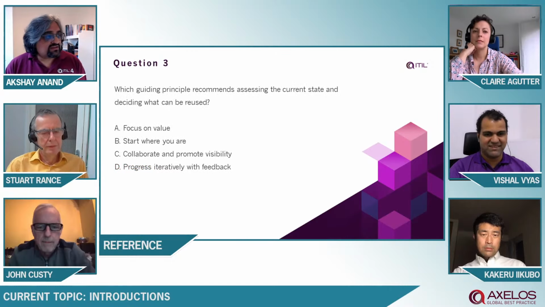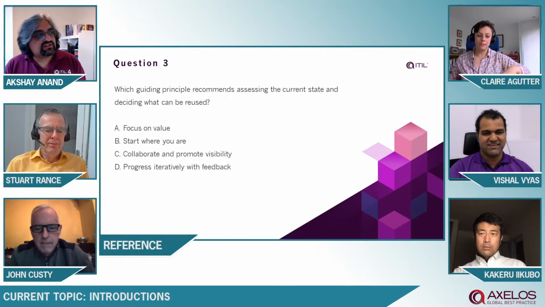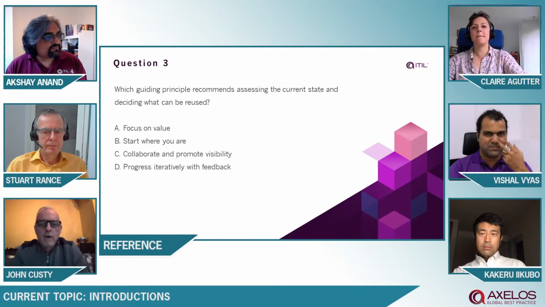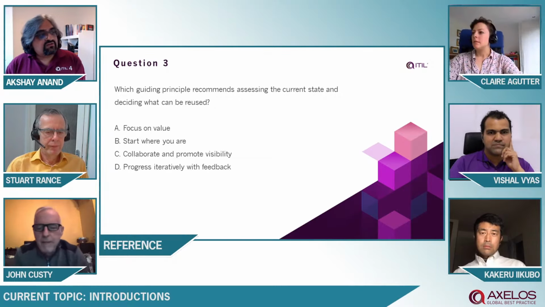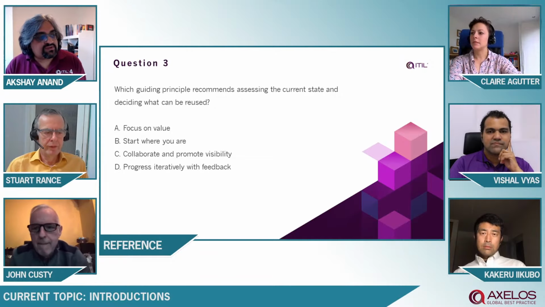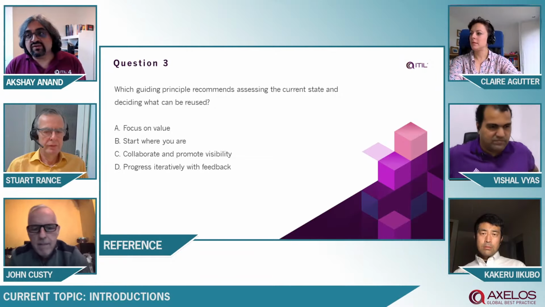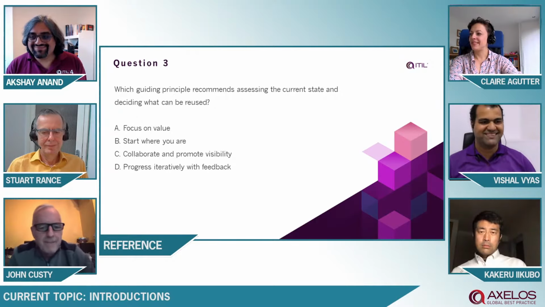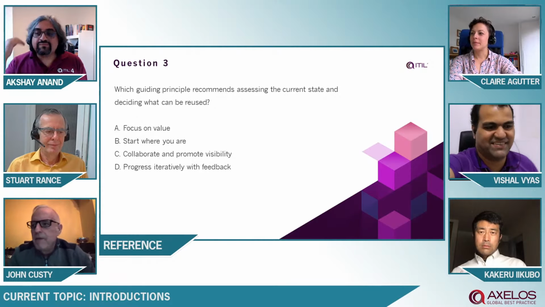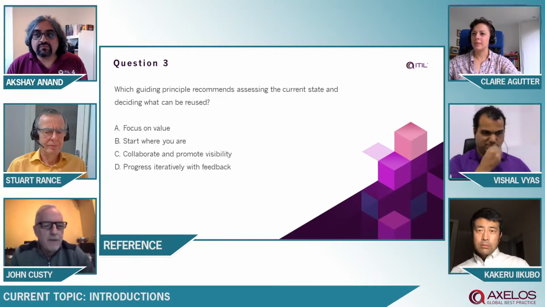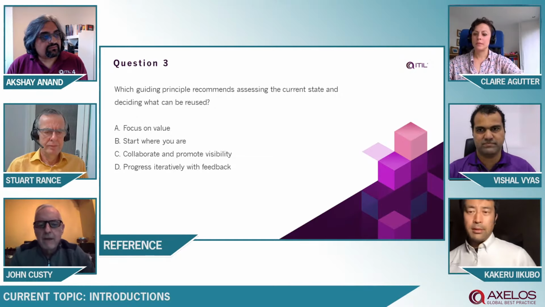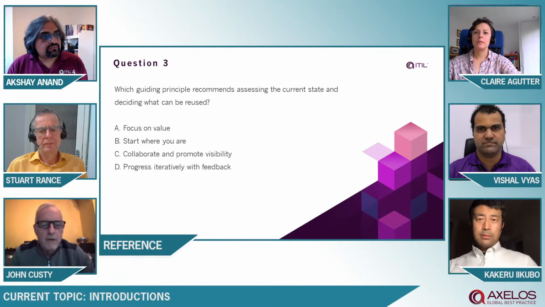John, I'll come to you next. So the question is, which guiding principle recommends assessing the current state and deciding what can be reused? And the options are focus on value, start where you are, collaborate and promote visibility, or progress iteratively with feedback. Okay, now that I've unmuted, I can restate. So this again, I think comes back to reading the question carefully. Where we're again recommends assessing the current state and deciding what can be reused.